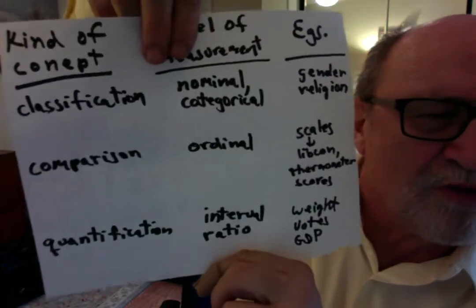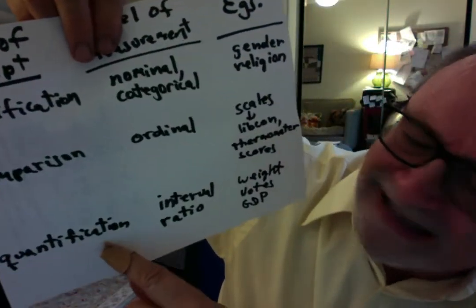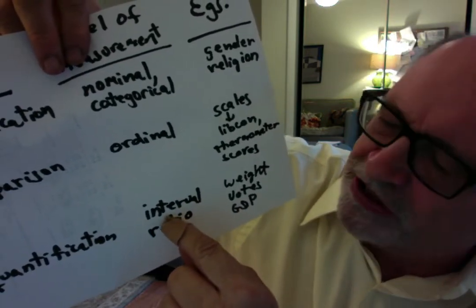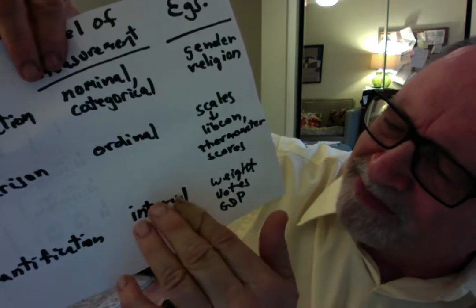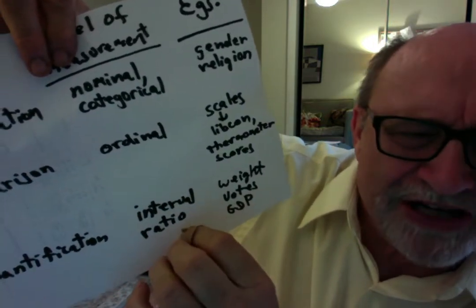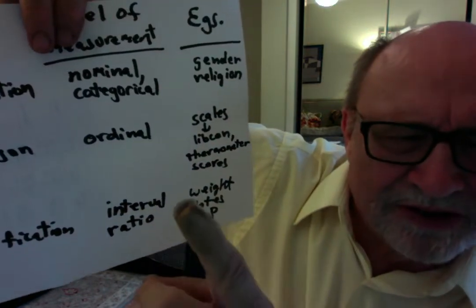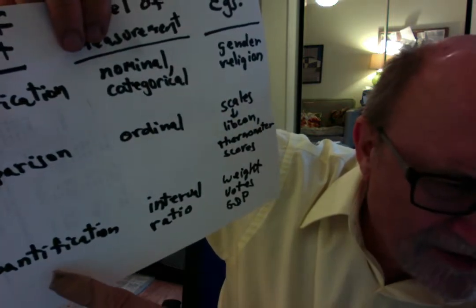Now, let's go to the more complex, the highest level of measurement. That would be a quantification concept. And when we measure things at the quantification concept, we get the interval level and the ratio level. They're not quite interchangeable. For our purposes, there's not really that important a difference. The real difference is this. The ratio, you've got a quantification level of measurement.